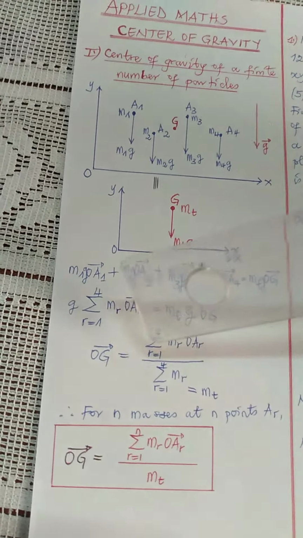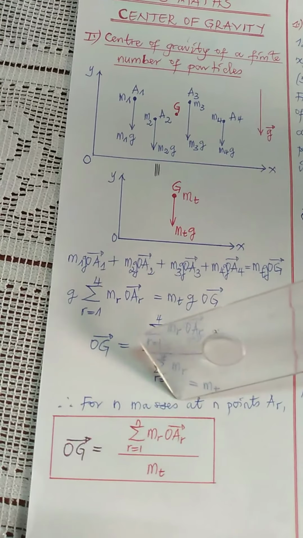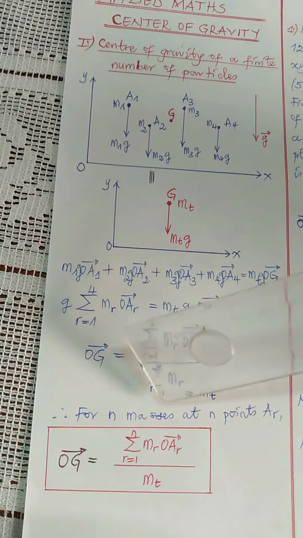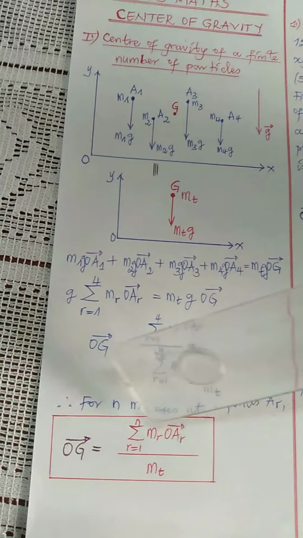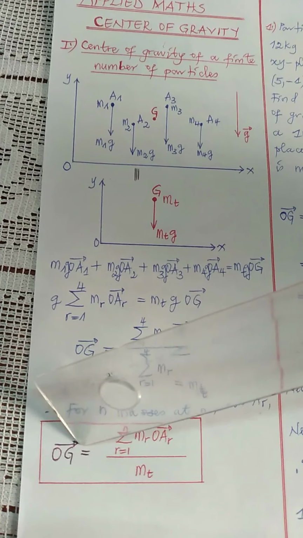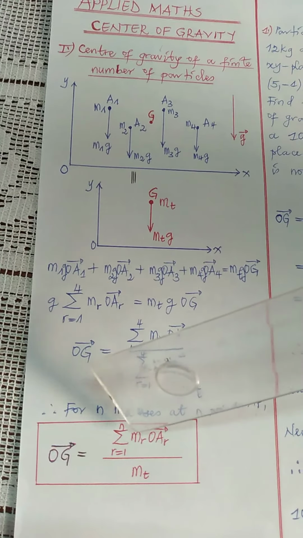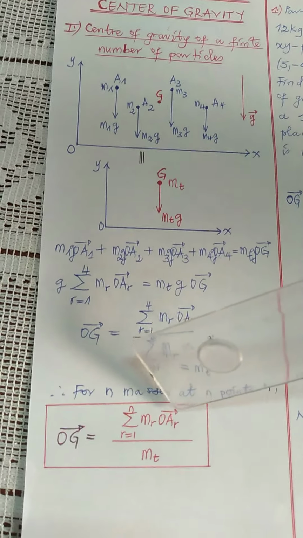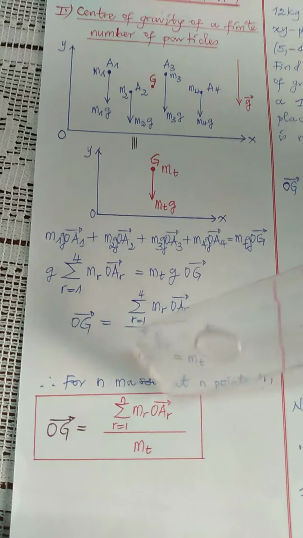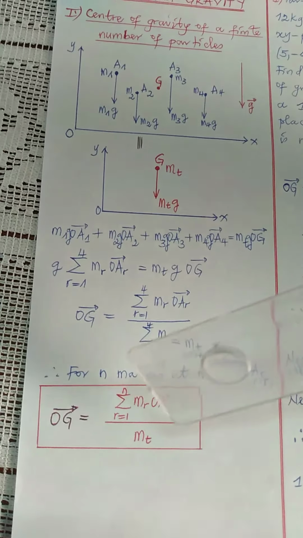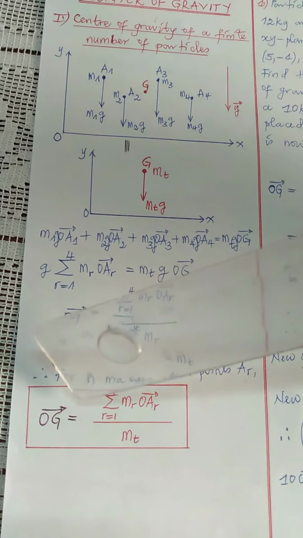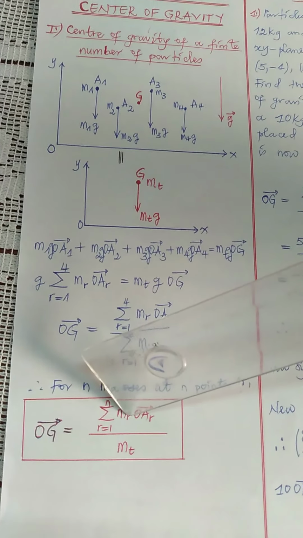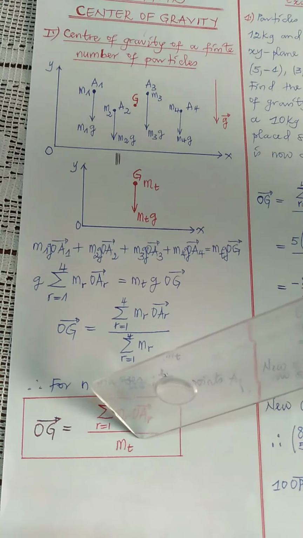So we can generalize our result that if we have n masses like m1, m2, m3, then the position vector of their center of gravity will be the sum of their different masses times their individual position vectors all over their total mass. What did I say again? That OG is the sum of masses times position vectors all over total mass.